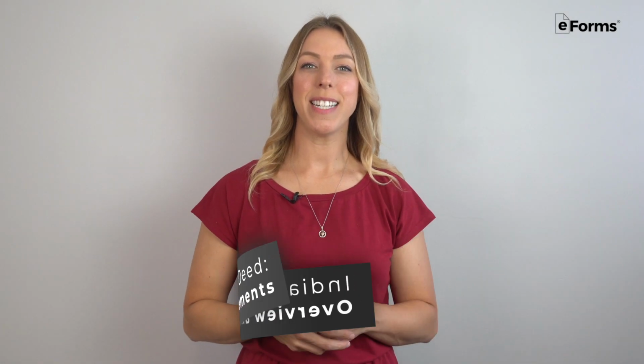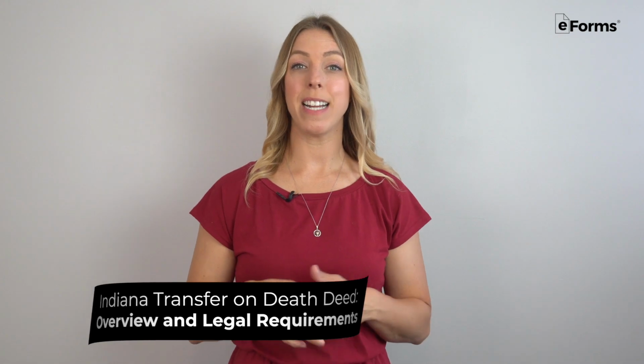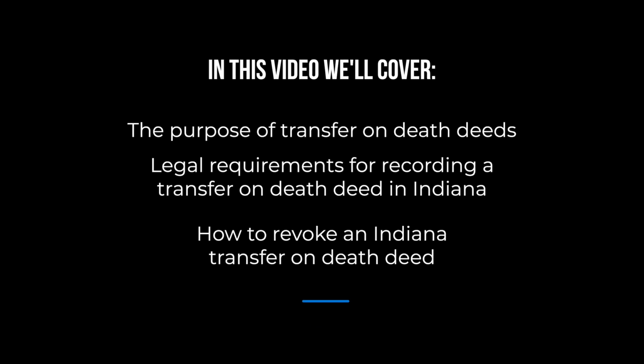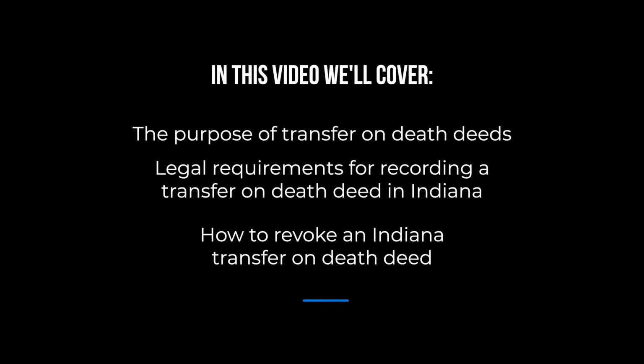An Indiana transfer on death deed, or TOD deed for short, is used to transfer real property to a designated beneficiary upon the property owner's death. This document allows the transfer to bypass probate proceedings. A TOD deed can be revoked at any time. In this video, we'll cover the purpose of transfer on death deeds, legal requirements for recording a transfer on death deed in Indiana, and how to revoke an Indiana transfer on death deed.